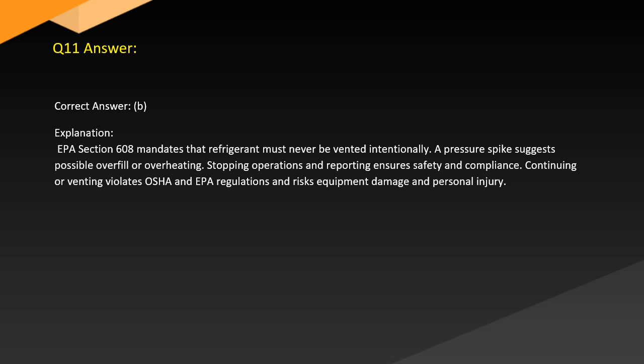Answer. Correct answer: B. Explanation. EPA Section 608 mandates that refrigerant must never be vented intentionally. A pressure spike suggests possible overfill or overheating. Stopping operations and reporting ensures safety and compliance. Continuing or venting violates OSHA and EPA regulations and risks equipment damage and personal injury.